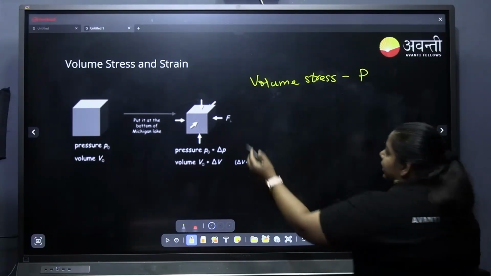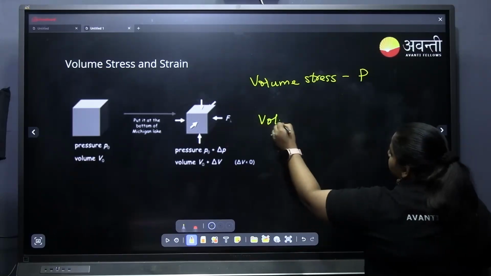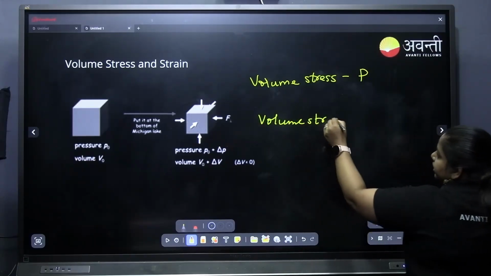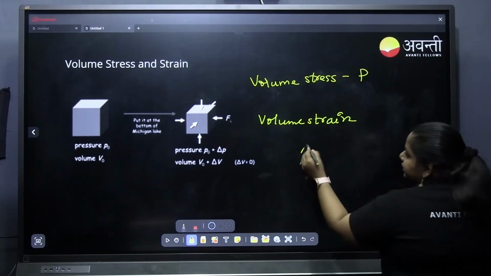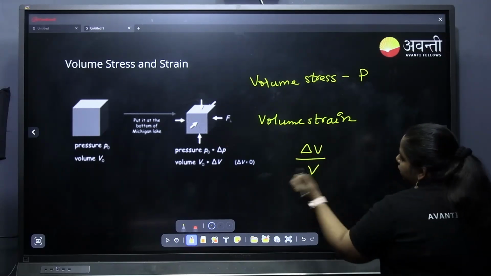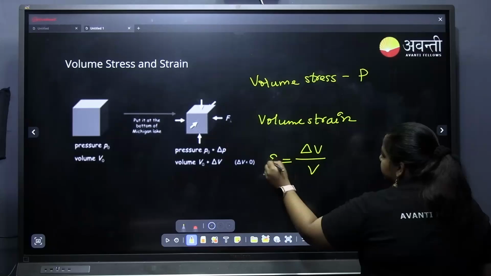Then volume strain is nothing but change in volume by original volume. No changes there.